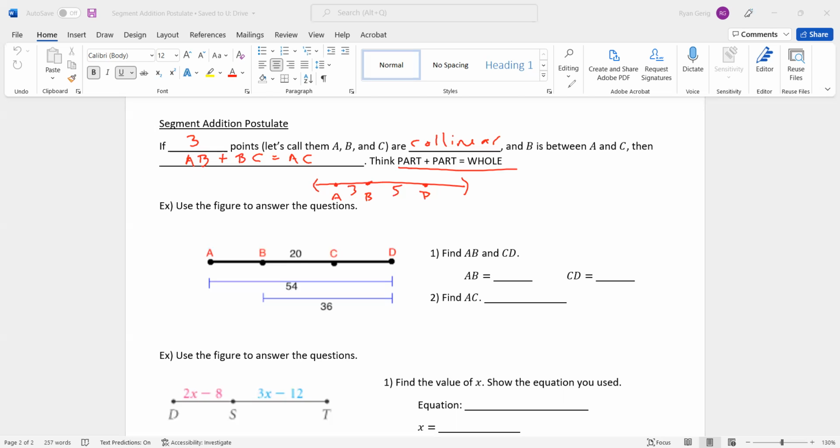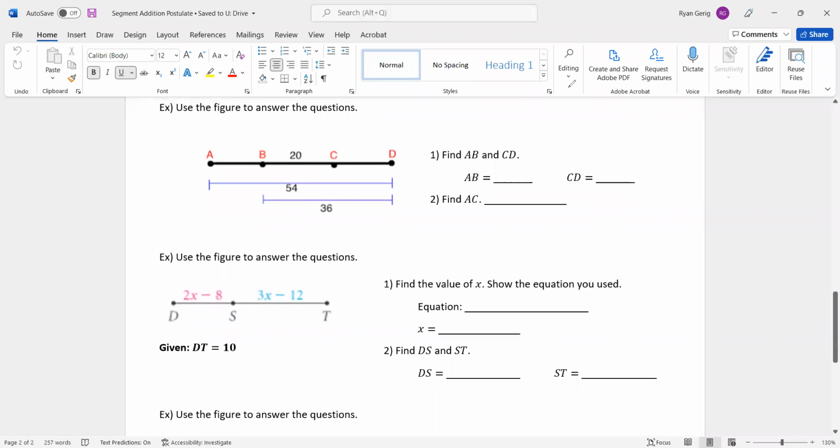Okay. So right away, I'm going to jump into something a little bit more challenging. Find AB and CD. So AB is over here. I'm going to put an X right there.